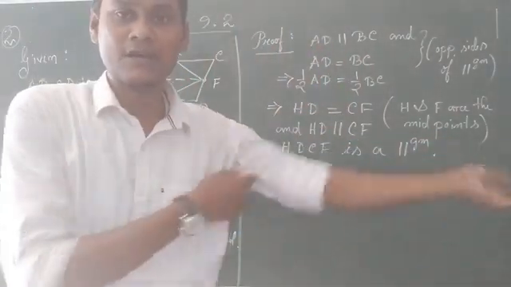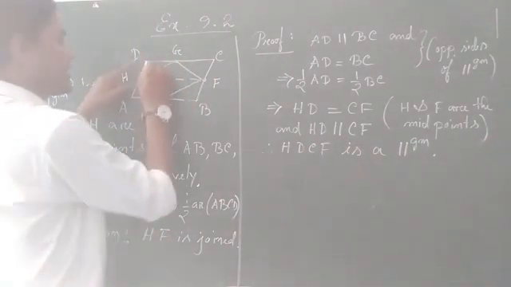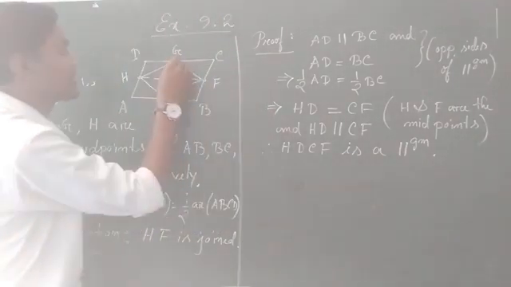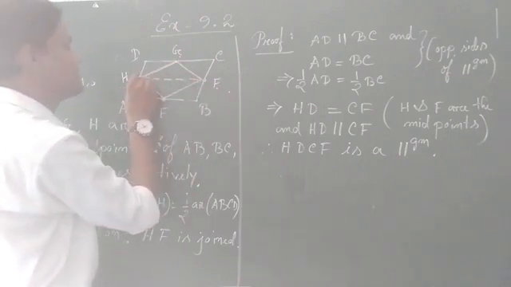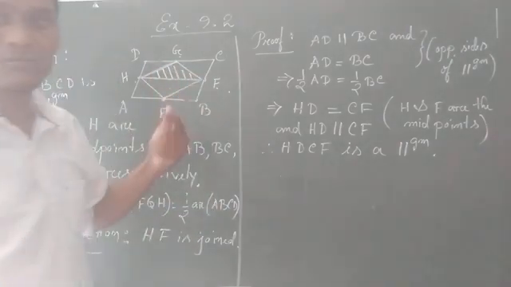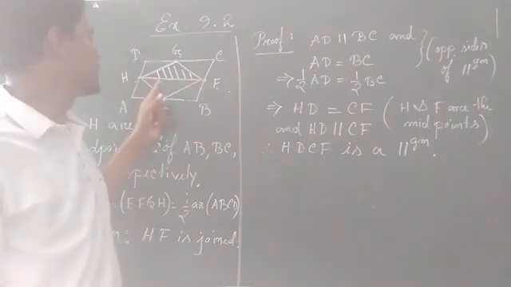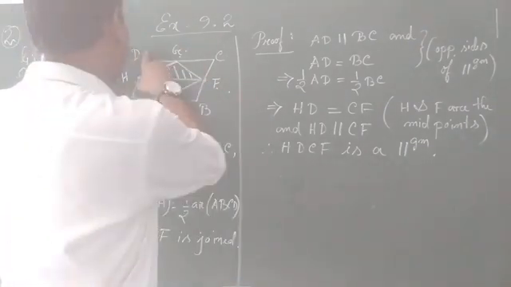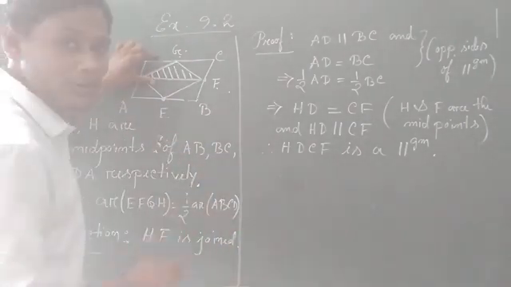HDCF is a parallelogram. HD is parallel to CF. Now have a look at the figure. Look here. HDCF is a parallelogram, and look here, triangle HCF. This one is a triangle, the part that I have shaded. HDCF is a parallelogram. Look at that parallelogram and triangle.